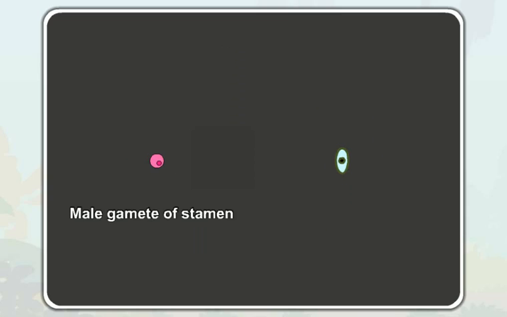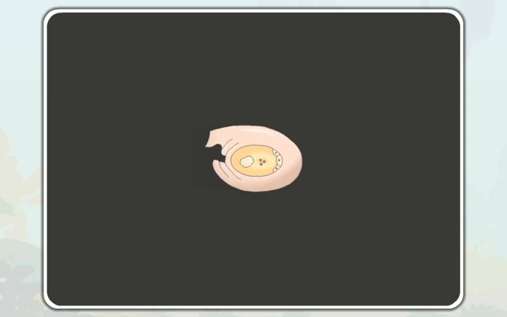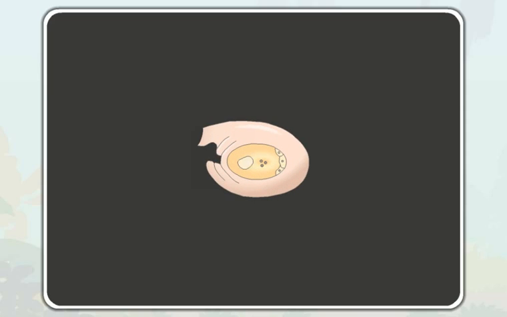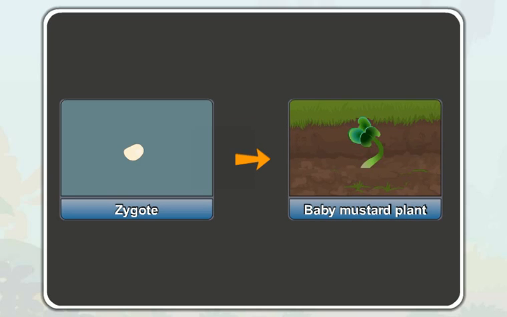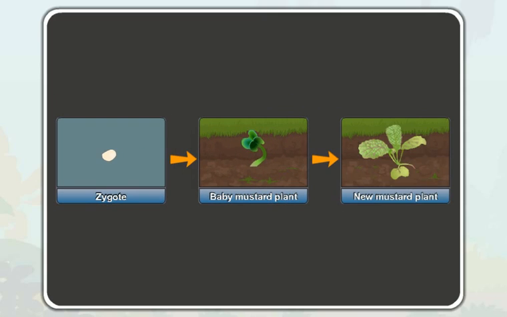When a male gamete of stamen fuses with the female gamete of the carpel, a new cell is formed. This new cell is known as the zygote. A zygote develops into a baby plant. A baby plant, in turn, grows into a new plant. In this way, a mustard plant produces its young ones.